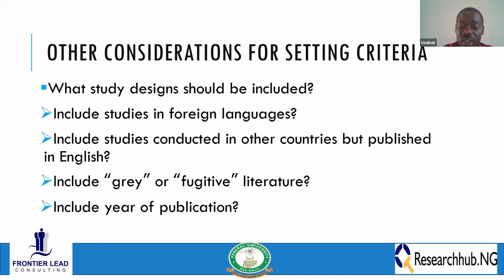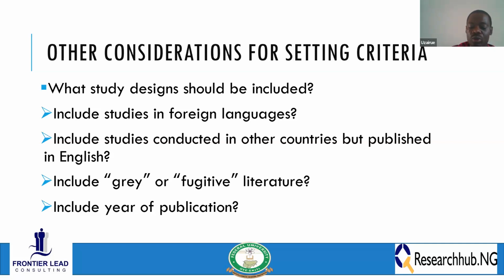Then another thing is the issue of gray or fugitive literature, which is also very important, because there is a lot of information in studies that are published as dissertations that are not in journals, but are published in databases or repositories of universities or organizations. So when you are searching, you need to most times search gray literature to make sure that all necessary information is available. You're able to pull all of them together to arrive at something very important.